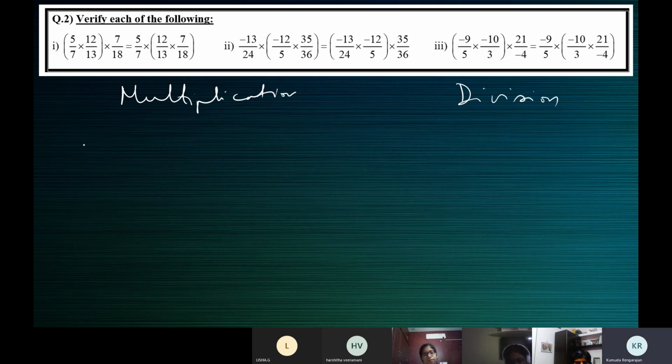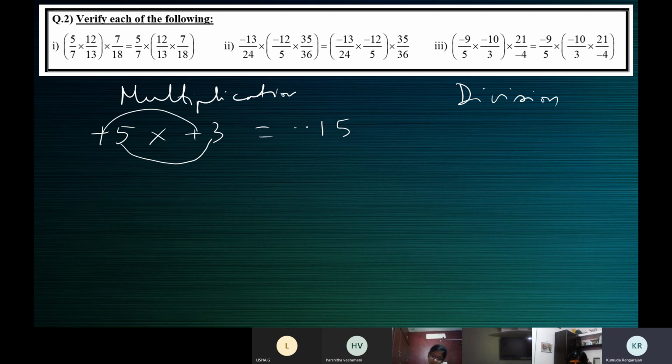Supposing we have plus 5 multiplied by plus 3. Just multiply the numbers first. Because it's multiplication, you have to multiply. 5 3s are 15. And the signs: plus into plus is plus.